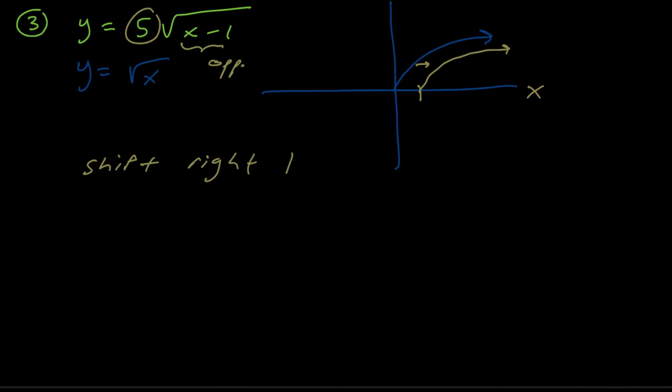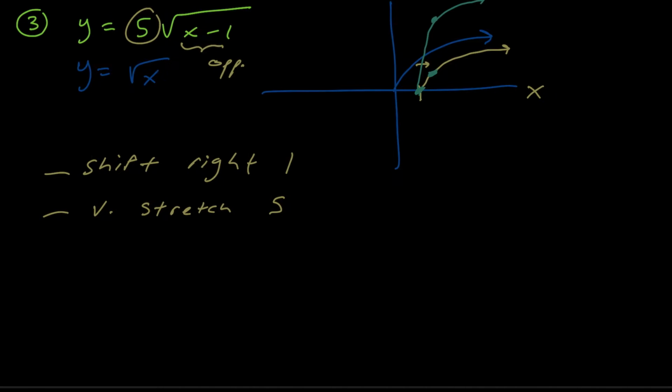Well, the 5 is going to be a vertical stretch by a factor of 5. When I say by a factor of 5, it means you're multiplying all the y values by 5. See how this is 0? Well, 0 times 5 is still 0, so it's going to stay right where it's at. See this point right here where it's 1? Well, 1 times 5 is 5, so it's going to now be way up here.